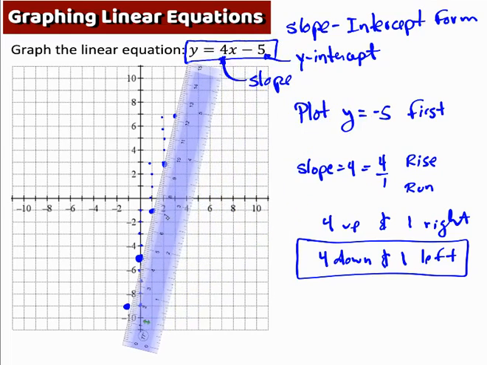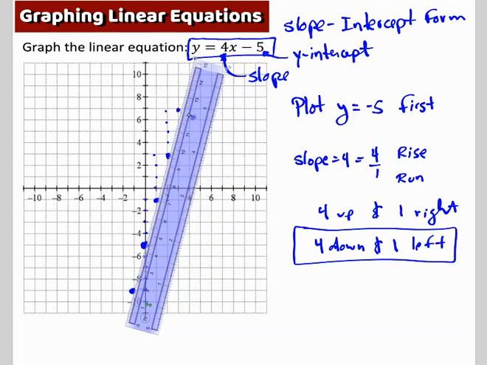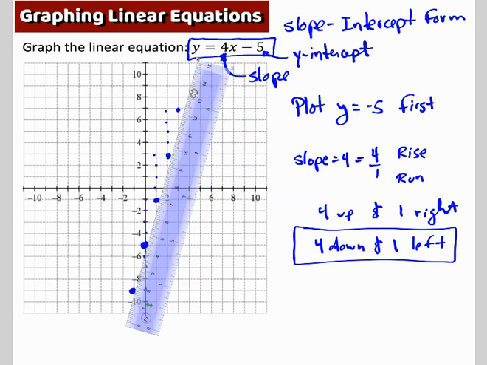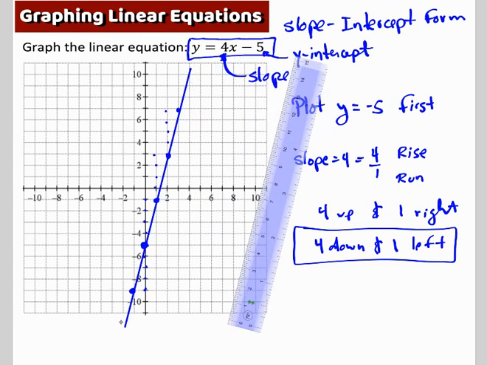We'll take our straight edge, line it up with our points, and draw our linear equation. And that is the graph of the line y equals 4x minus 5.